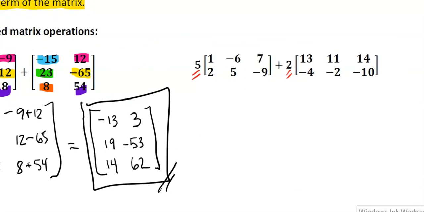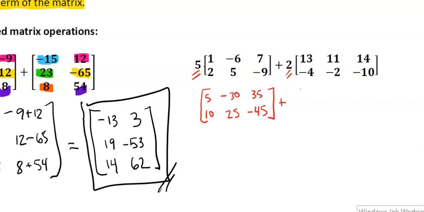And so when I multiply by 5, I get 5 times 1 would be 5. 5 times -6 would be -30. 5 times 7 would be 35. 5 times 2 is 10. 5 times 5 is 25. 5 times -9 would be -45. And then I'm going to add that after I've multiplied by the scalar 2 on the second matrix.